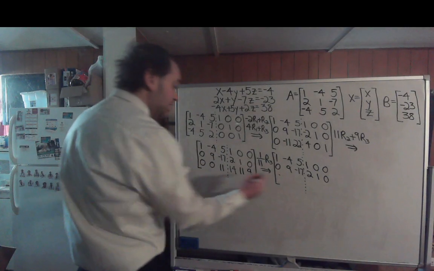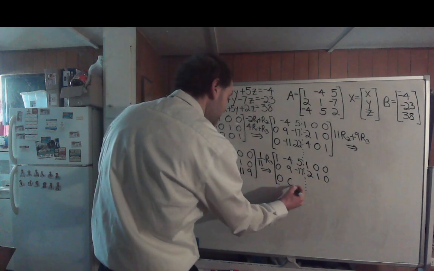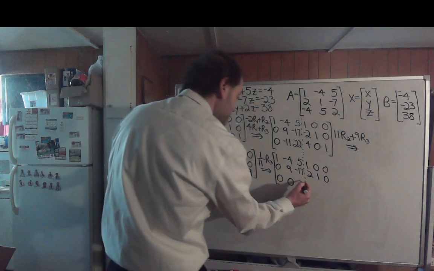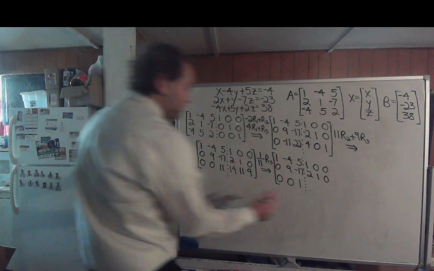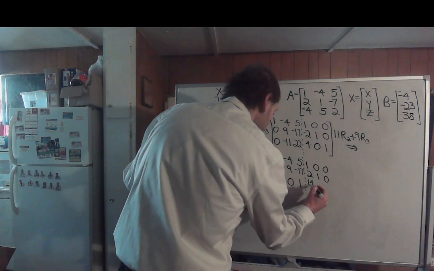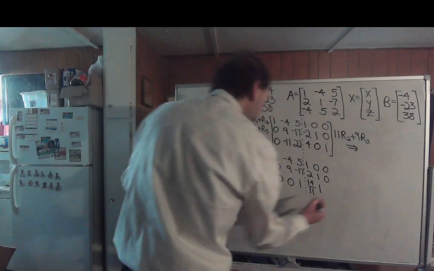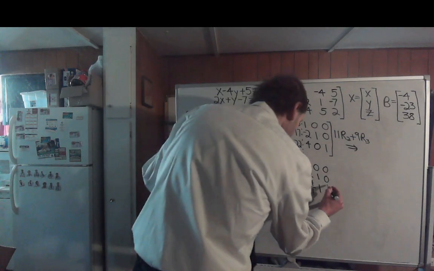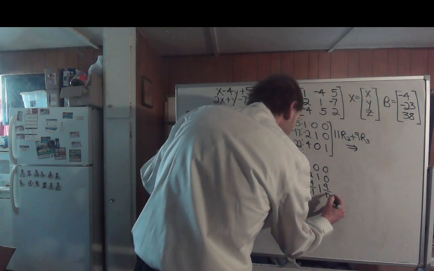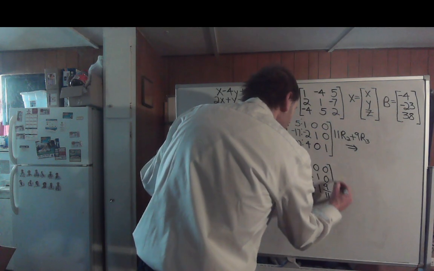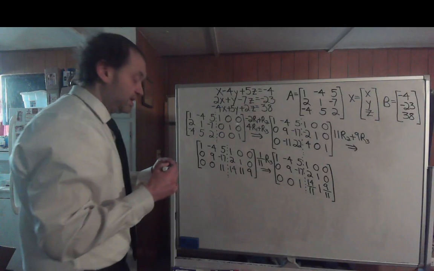So 1/11th of 0 for both of them is 0. 1/11th of 11 is 1. 1/11th of 14 is simply going to be 14/11ths. 1/11th of 11 is 1. 1/11th of 9 is 9/11ths. So we have the reduced row 3.